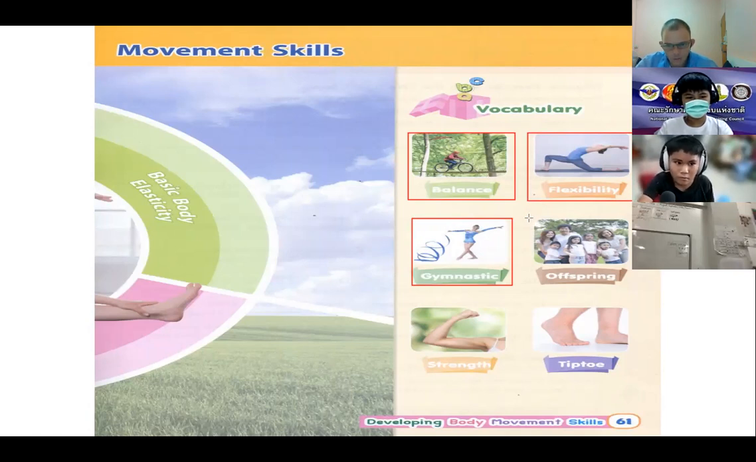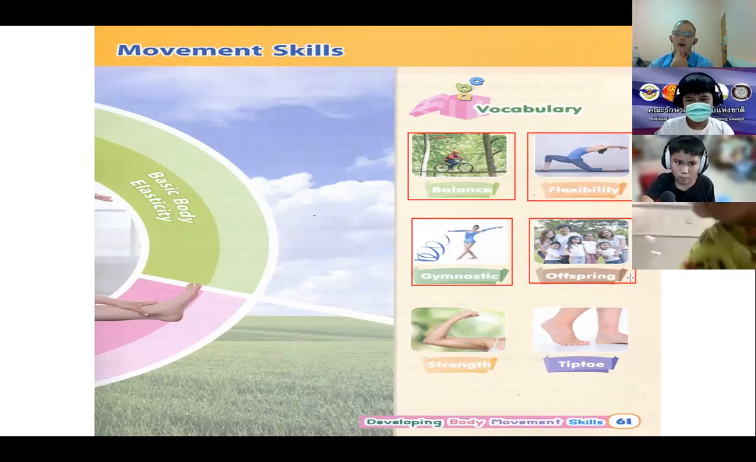The next one is offspring. This is a very interesting word, offspring. And you all together here, offspring. Offspring. It's spring, but it's too late. What is offspring?